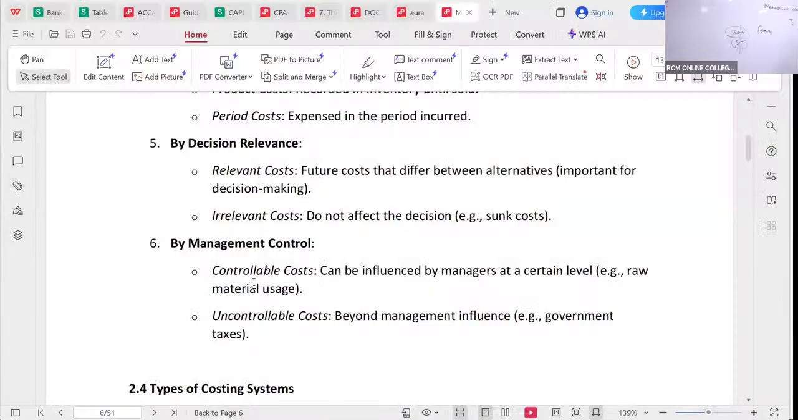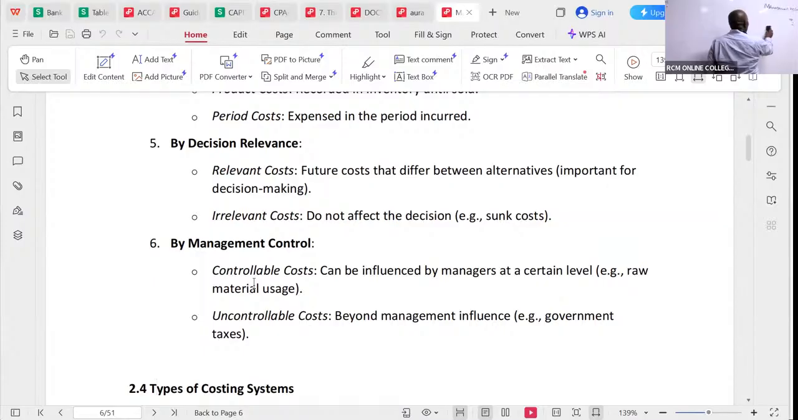Then we have, ladies and gentlemen, classification of costs by management control. By management control, we have two types of costs there. We have controllable cost and what here, somebody? There are those costs you as management can control. You have a say over them.